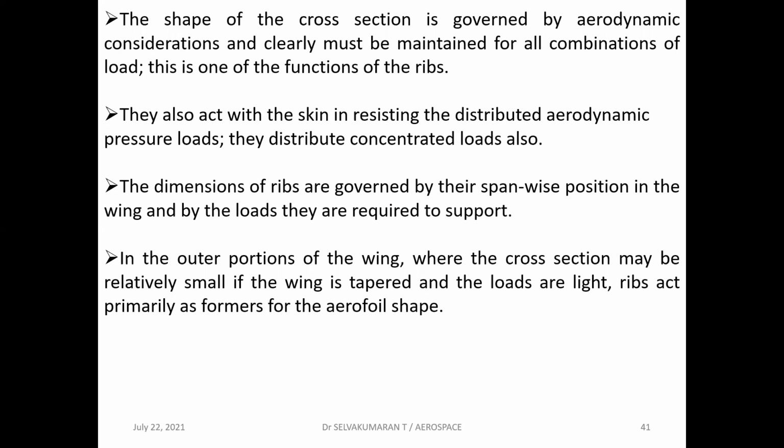The dimensions of ribs are governed by their span-wise position in the wing and by the loads they are required to support. In the outer portions of the wing, where the cross-section may be relatively small, the wing is tapered and the loads are light, ribs act primarily as formers for the aerofoil shape.